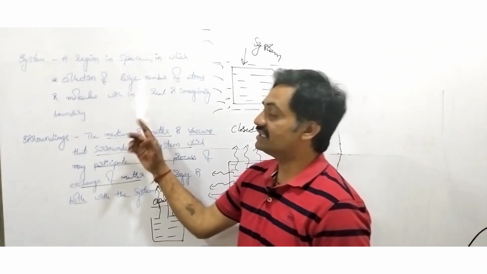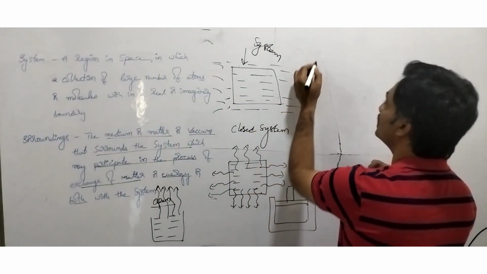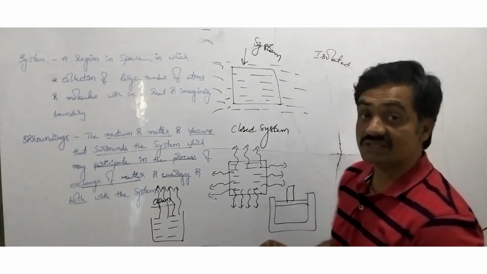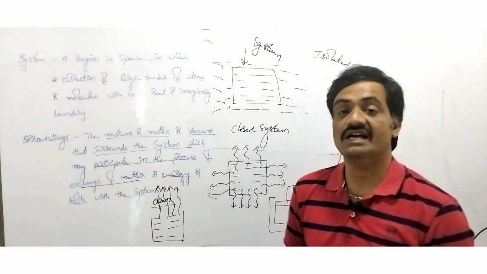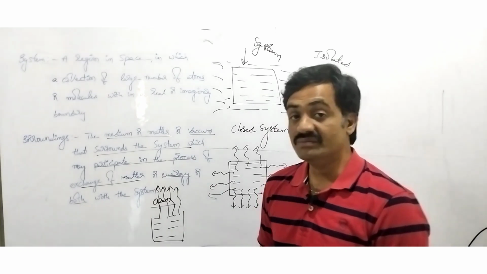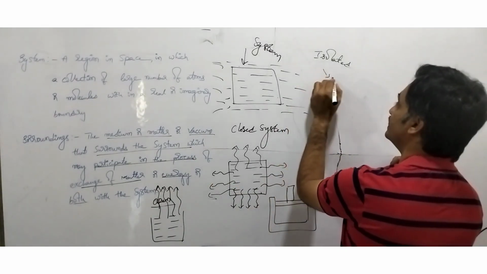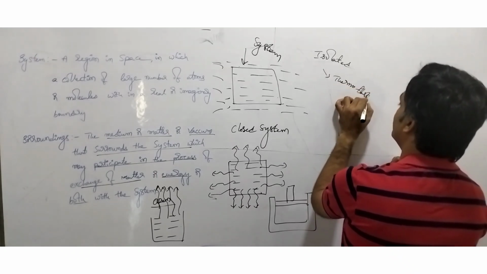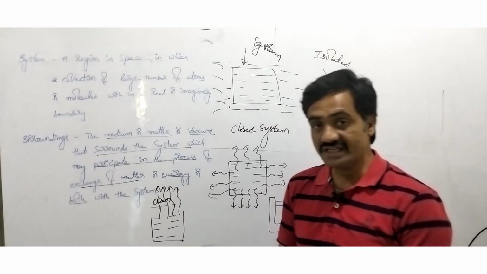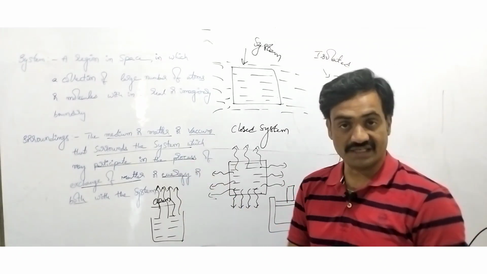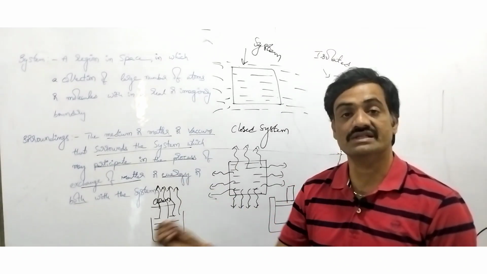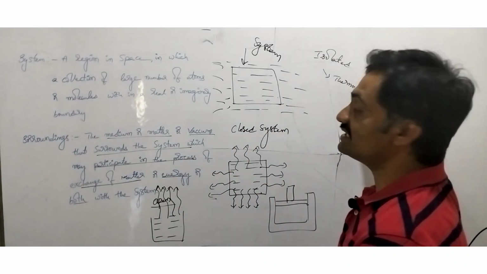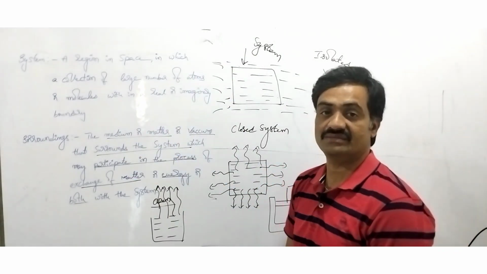Coming to the third system, which is known as an isolated system. An isolated system does not exchange matter as well as energy. An example for an isolated system is a thermoflask. A thermoflask does not exchange heat, nothing but energy, and it does not exchange matter with the surroundings. That's why we say that a thermoflask is an isolated system.